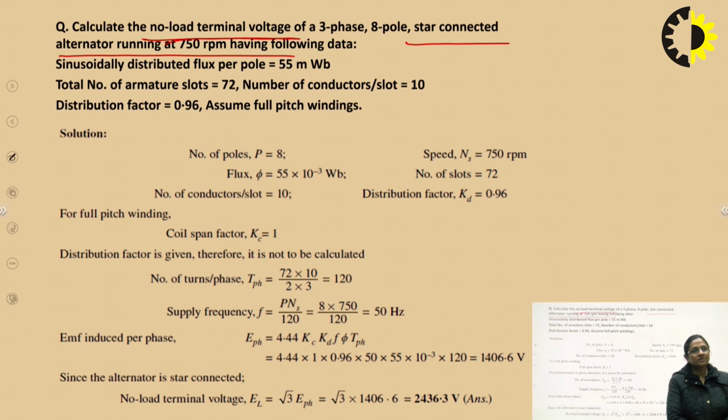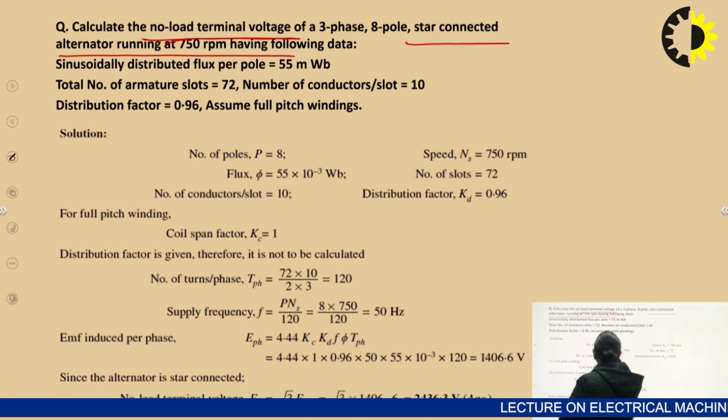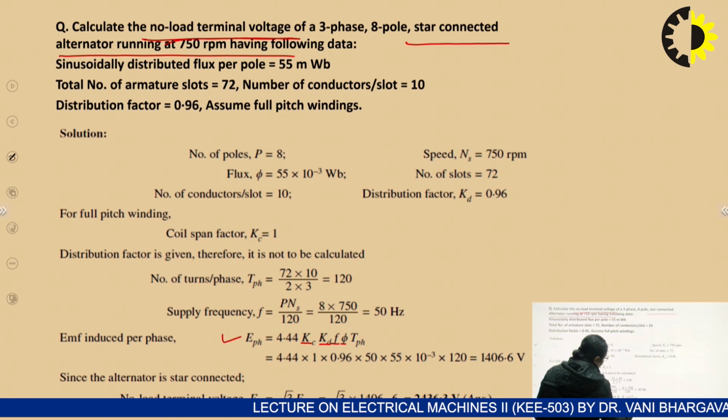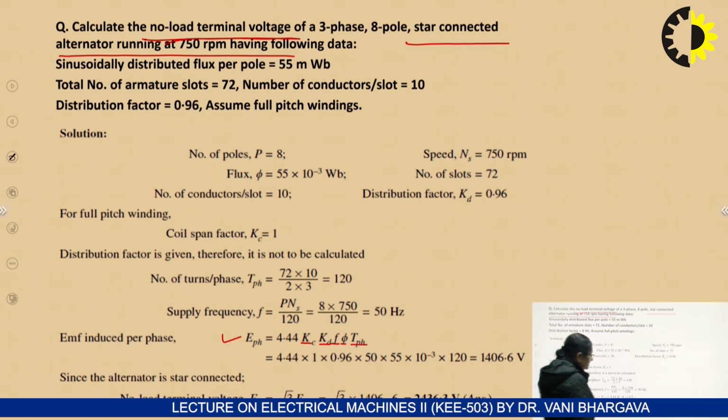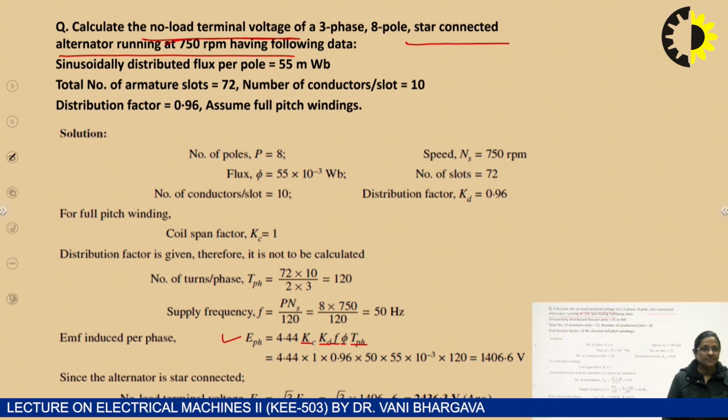So first of all, just keep in mind what you need to determine. You need to determine the induced EMF, the no-load terminal voltage. No-load voltage available at the terminal is nothing but the induced voltage in the machine. Right? So first of all, let us pay attention towards the equation of the induced EMF, 4.44 Kc Kd f φ Tph. Right? Kc is known to us. Kd is known to us. φ is given in the question.